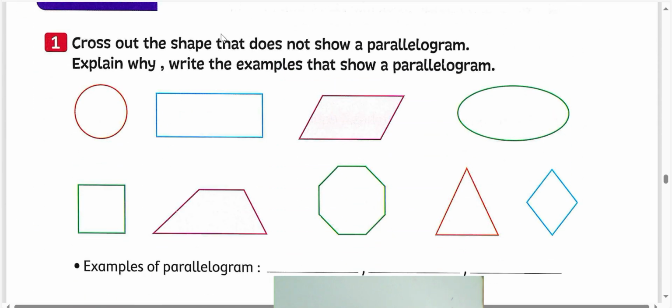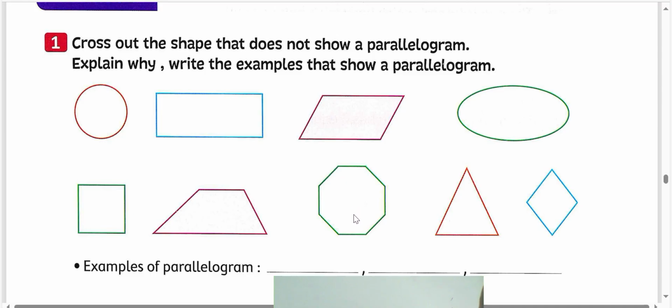Cross out the shape that doesn't show a parallelogram and explain why. We have the circle. The circle is not a parallelogram, because it has a curve, and a polygon contains at least 3 sides. And the trapezium, because the trapezium has exactly one pair of parallel sides, so it is not a parallelogram here, okay? But the remainder are parallelograms, the square is a parallelogram.